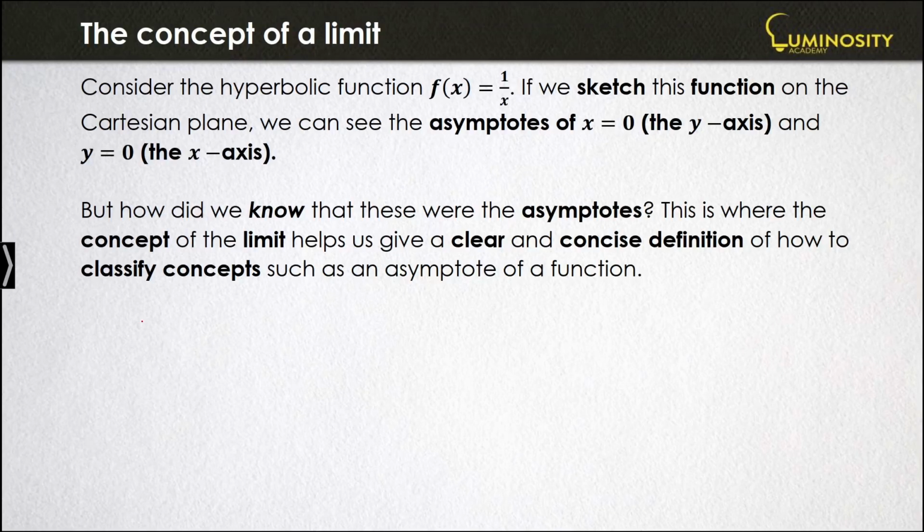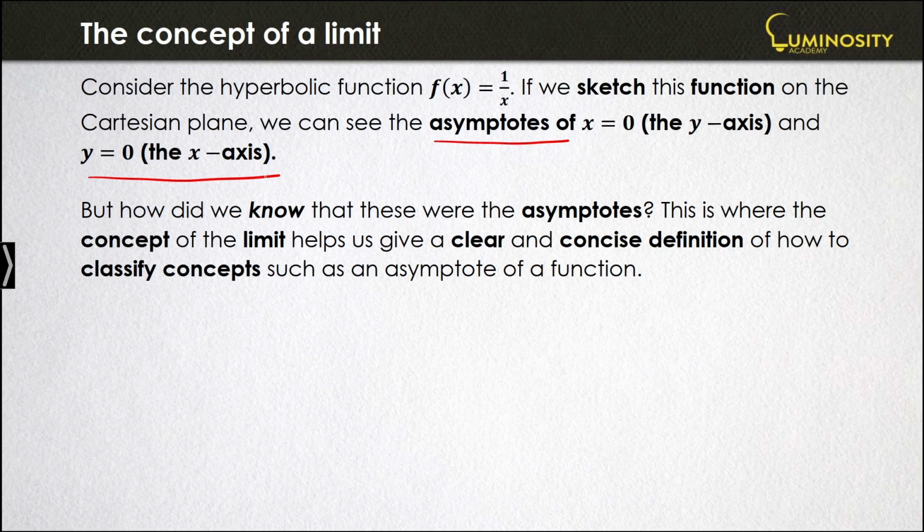What is a limit? Let's have a look at the concept of a limit. For example, let us consider the hyperbolic function f of x equals 1 over x. If we sketch this function on the Cartesian plane, we can see something that we call asymptotes of x equals 0, which is the y-axis, and y equals 0, which is the x-axis. But how did we know that these were the asymptotes?